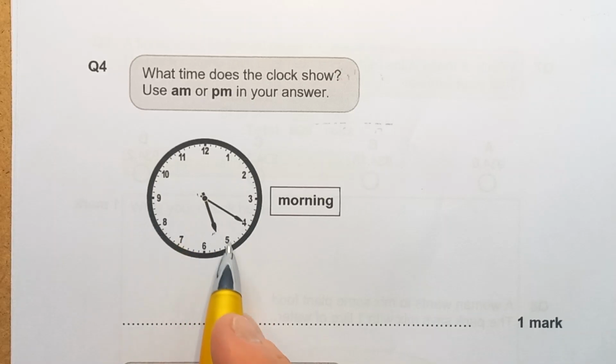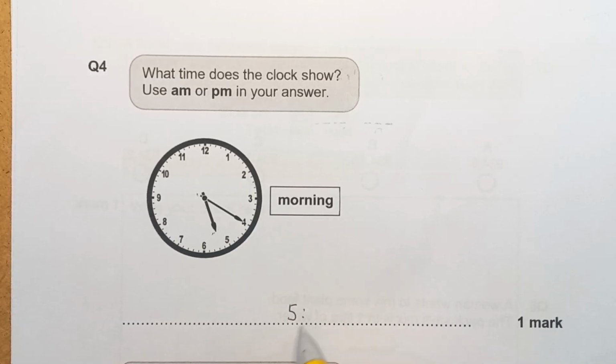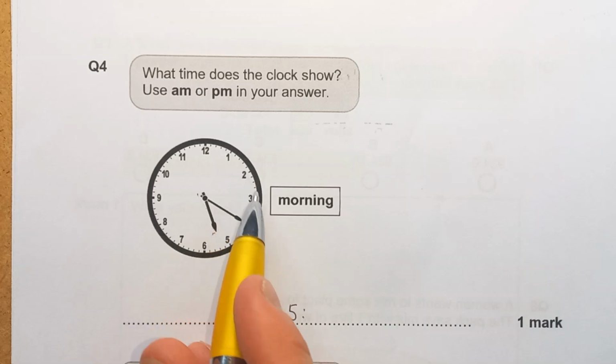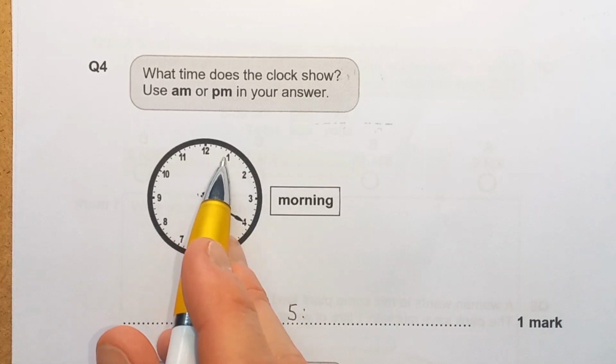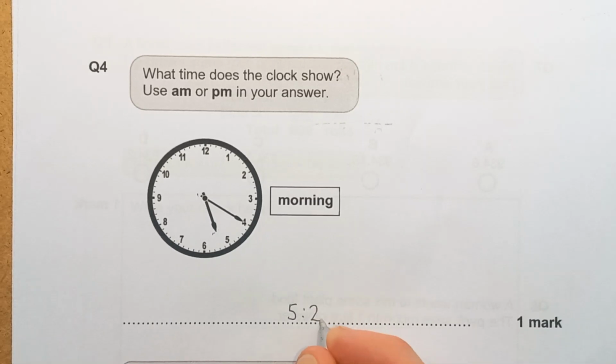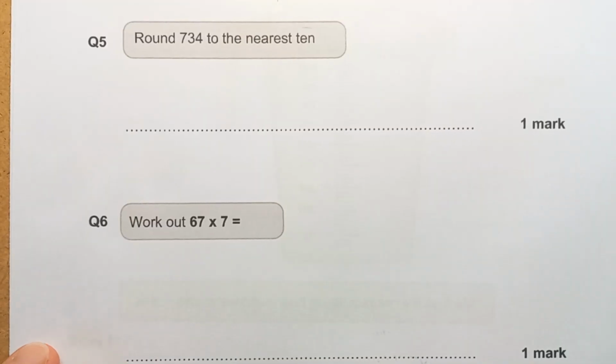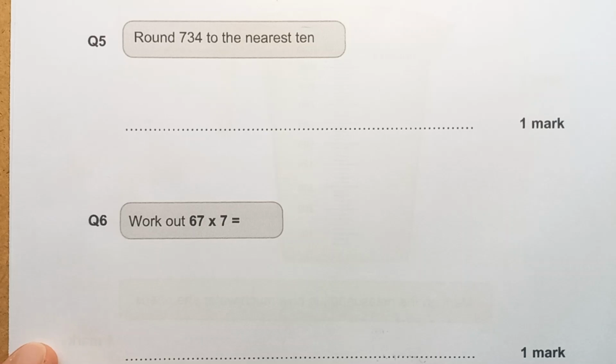So it's gone past the 5, so it's going to be 5 something. And I know that each of these sections is 5 minutes. So we've got 5, 10, 15, 20. So it's going to be 5:20, and it's the morning, so it's going to be AM. Okay. Question 5. Round 734 to the nearest 10.